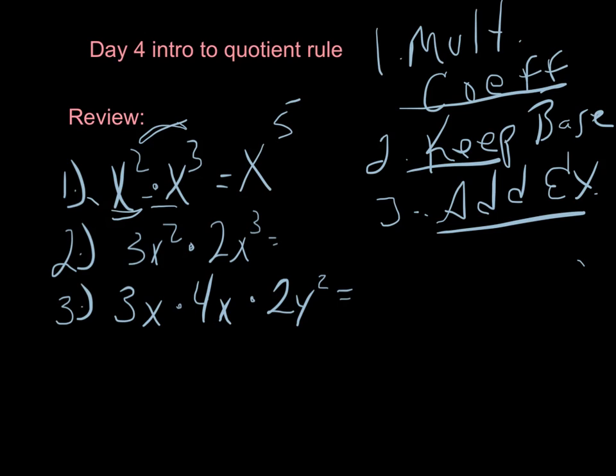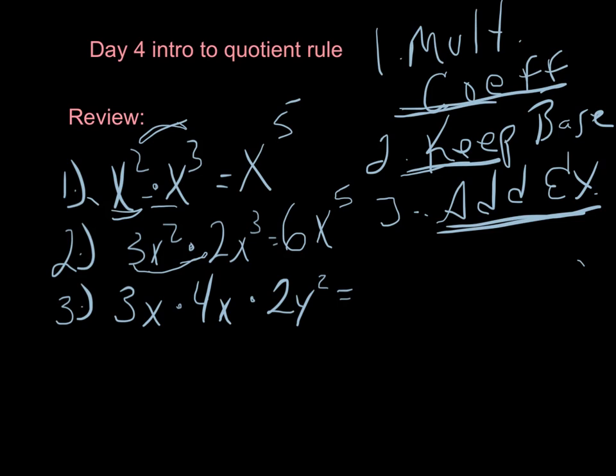Okay, let's look at problem number 2. Again, the same thing. The first thing we want to do again up here, multiply our coefficients. Remember, a coefficient is a number. So when we multiply 3 times 2, we get 6. Second thing we want to do again, look at our base. Our only base is x. And then the third thing we want to do is add our exponents. So on this problem, we get 6x to the 5th power.